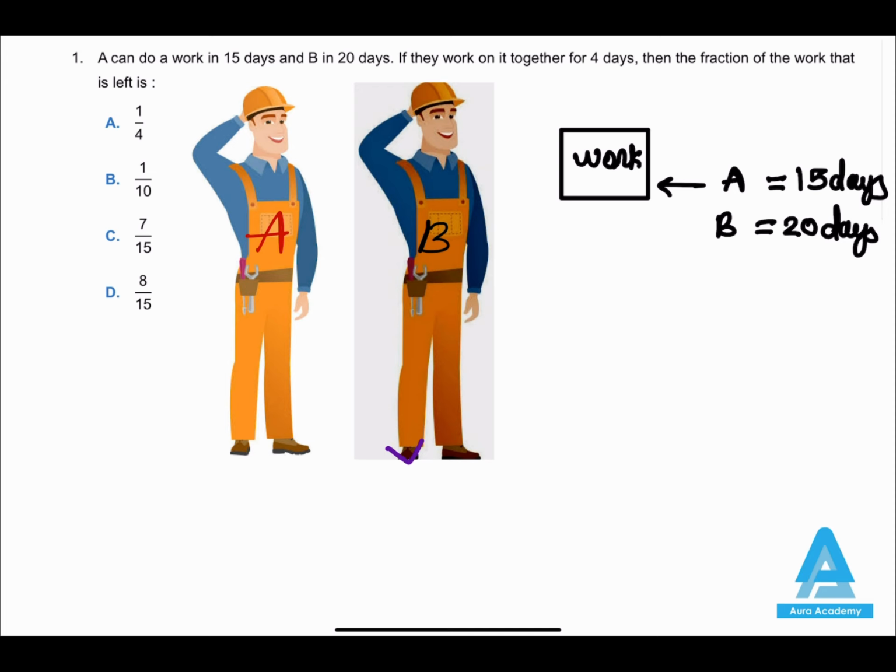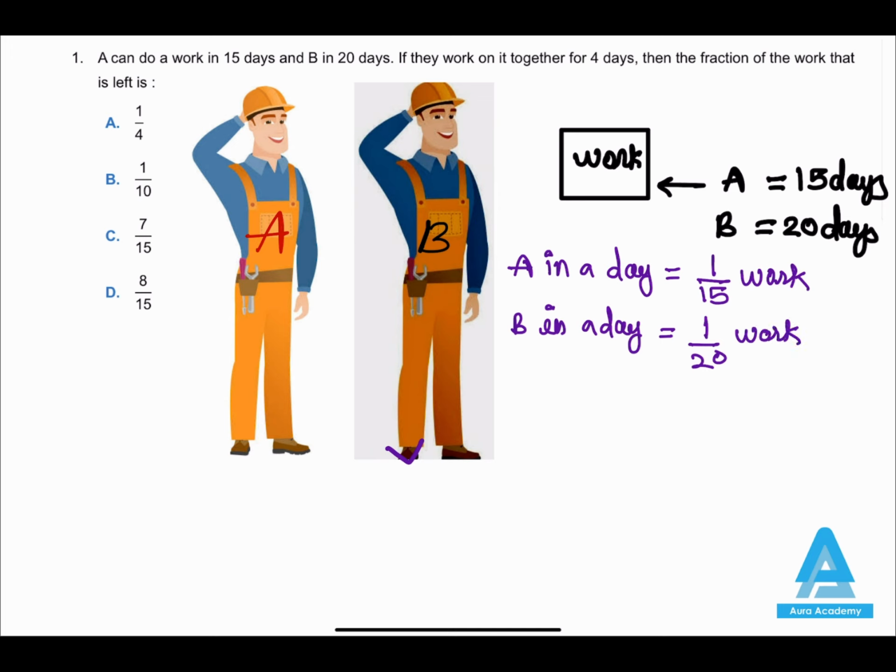So recall what we said. We need to find out how much work is being done in a single day. How much work is done by A in a day is 1 by 15 of the work, right? B is doing that work. How much work is being done? 1 by 20th of the work.